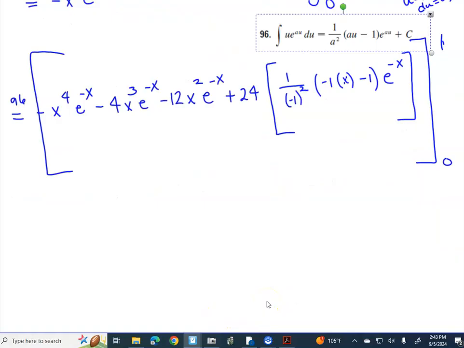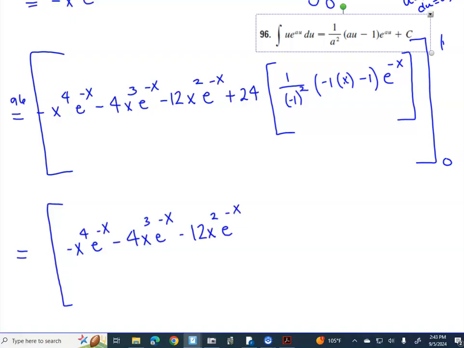So let's go ahead and simplify. So we have negative x to the fourth e to the negative x minus 4x cubed e to the negative x minus 12x squared e to the negative x. 24 times 1 is going to be plus 24 times negative x minus 1 e to the negative x, going from 0 to 1.